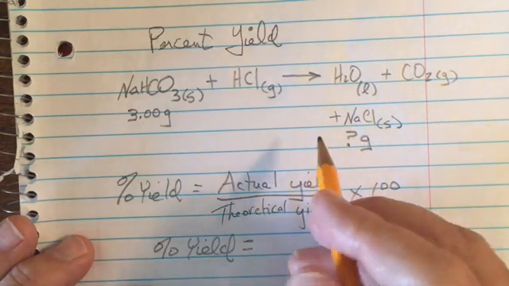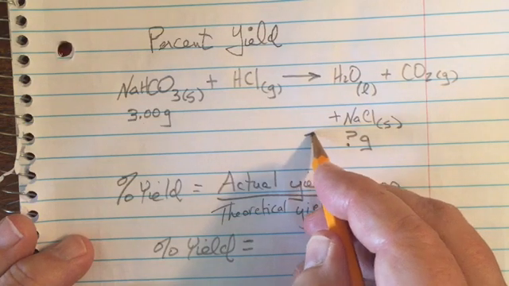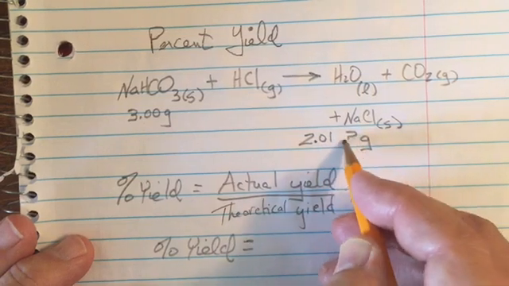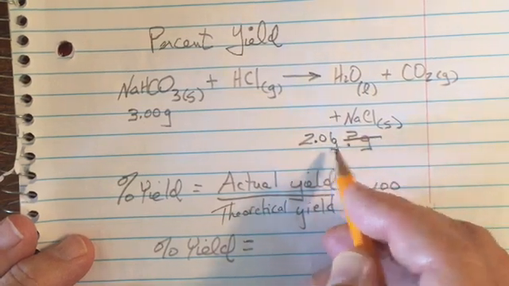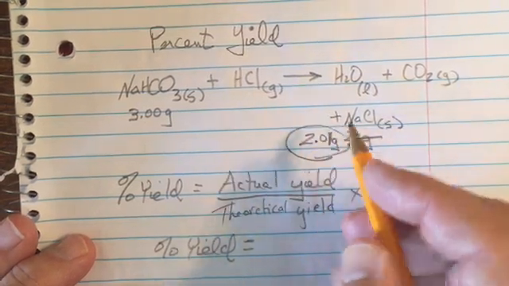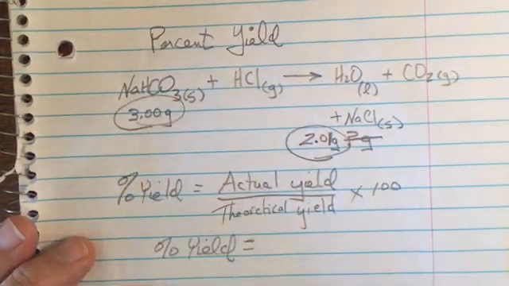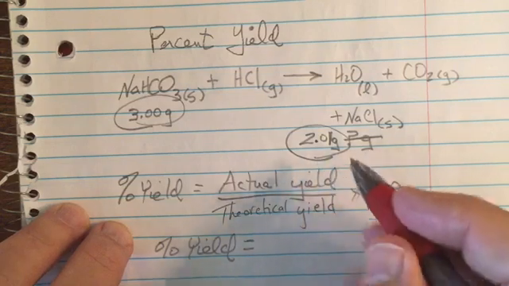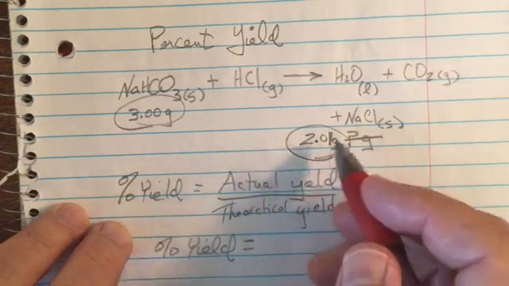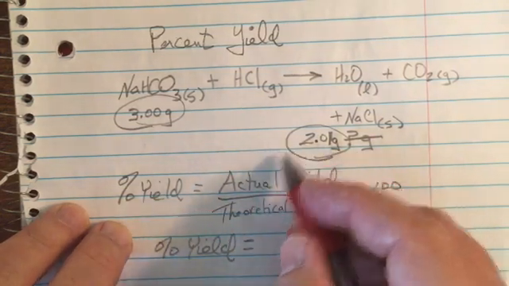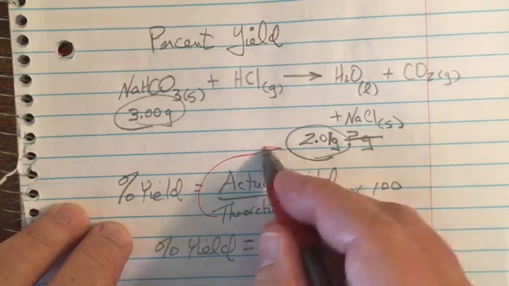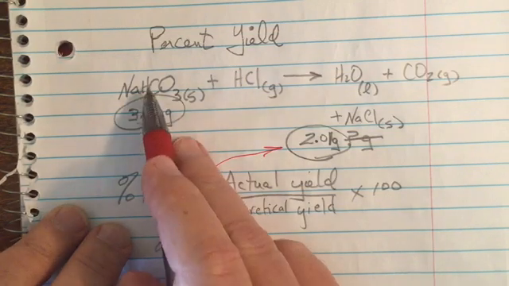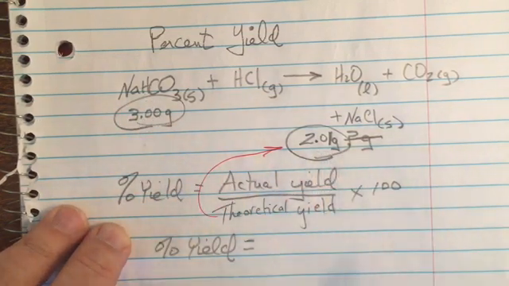If I do this with my calculator in the 3-step process, the theoretical mass that I should get would be 2.01 grams, starting with 3 grams of sodium bicarbonate. 2.01 grams, I calculated with the 3-step process. This is my theoretical yield. In theory, if I start with 3 grams of this, I'm going to get 2.01 grams of this.